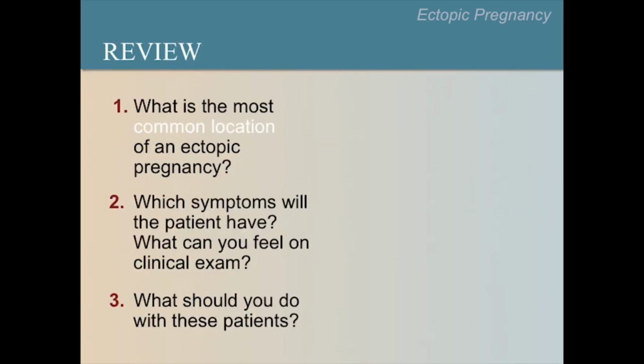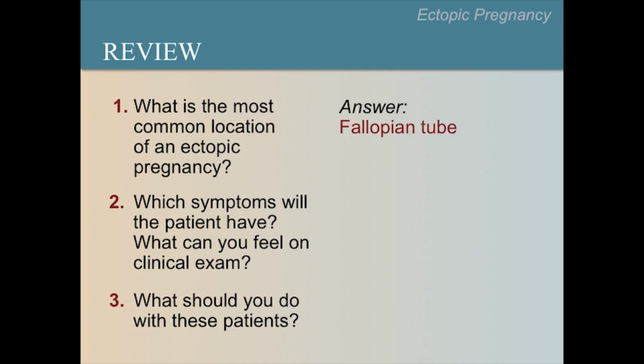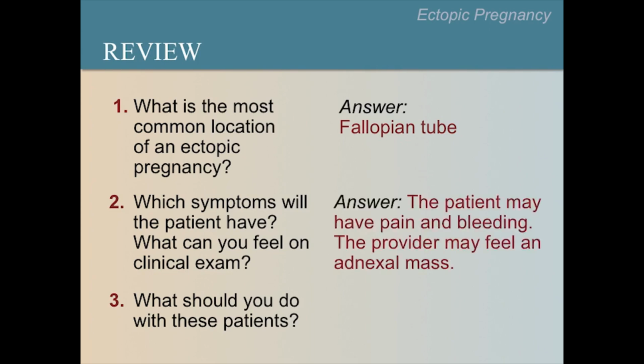Questions for review. What is the most common location of an ectopic pregnancy? The answer is the fallopian tube. What symptoms will the patient have? What can you feel on clinical exam? The patient will often have pelvic pain and bleeding. You may feel an adnexal mass on exam.